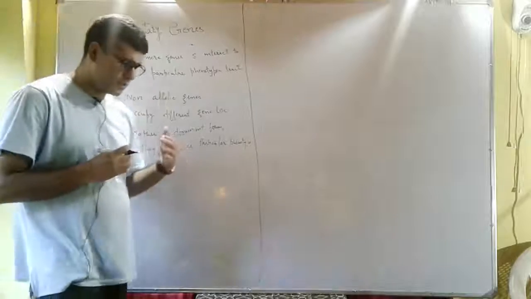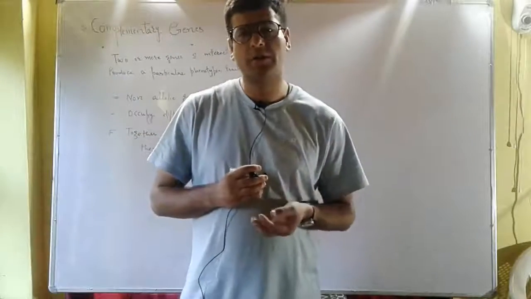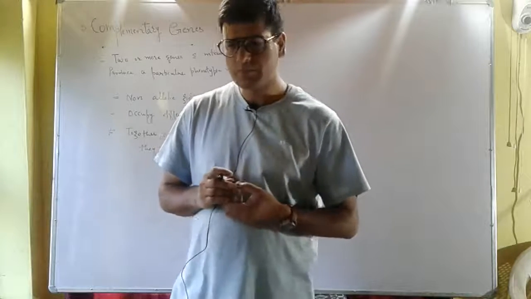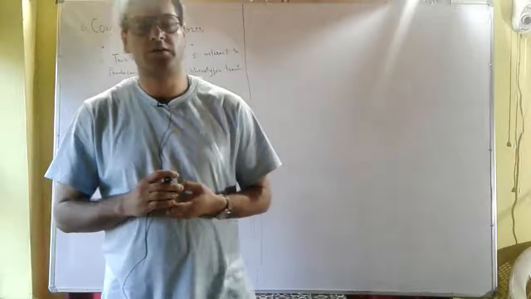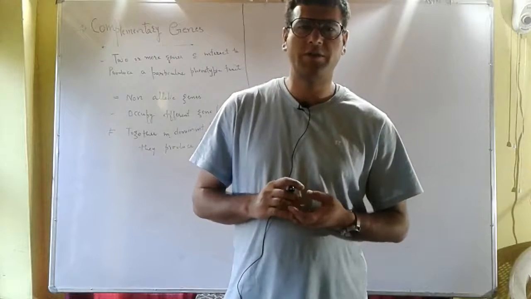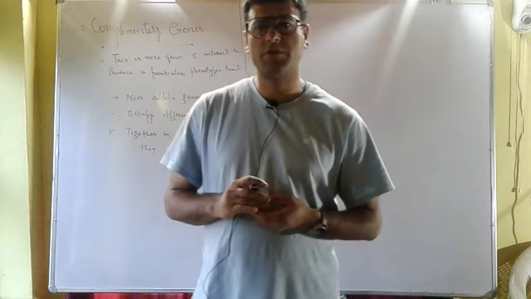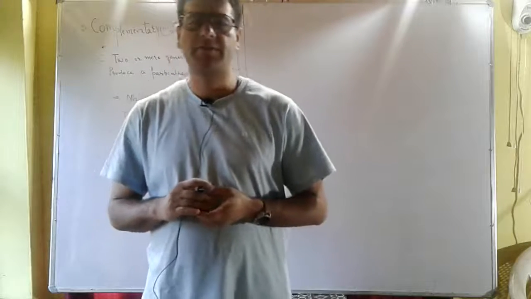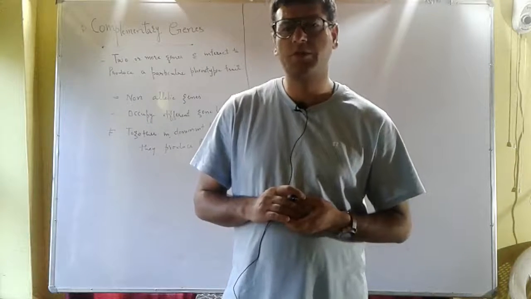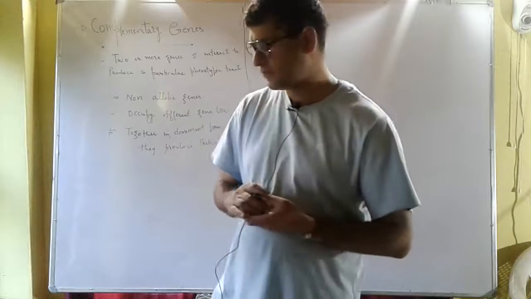If there is absence of any of the complementary genes, then the particular phenotypic trait will not be produced. It means that the two complementary genes coordinate and collaborate for the production of a particular phenotypic trait. And when either of the complementary genes is absent, the particular phenotypic trait will not get produced.